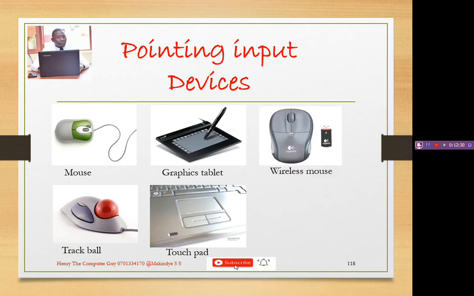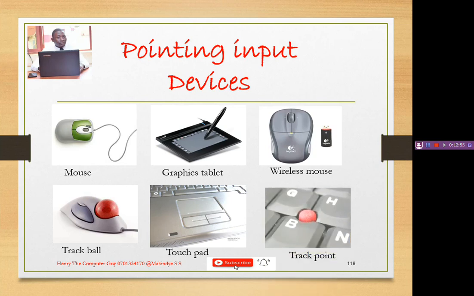Then we have a cordless mouse or the wireless mouse. We say that it is similar to the mouse, but it has no cable. It uses what we call infrared. You connect something which is similar to a USB to your computer, then you put batteries into this cordless mouse, and it will be controlled from a distance from your computer without a cable.